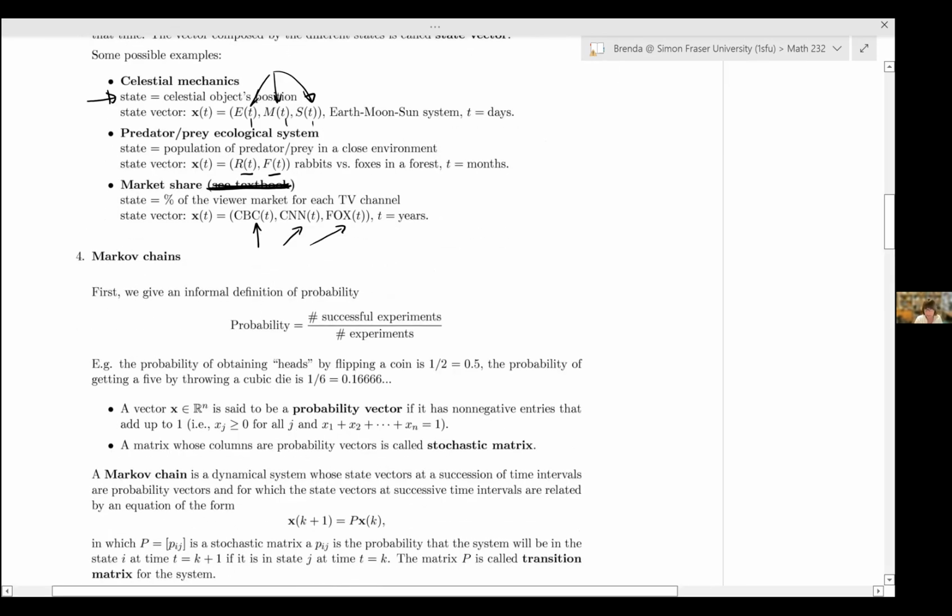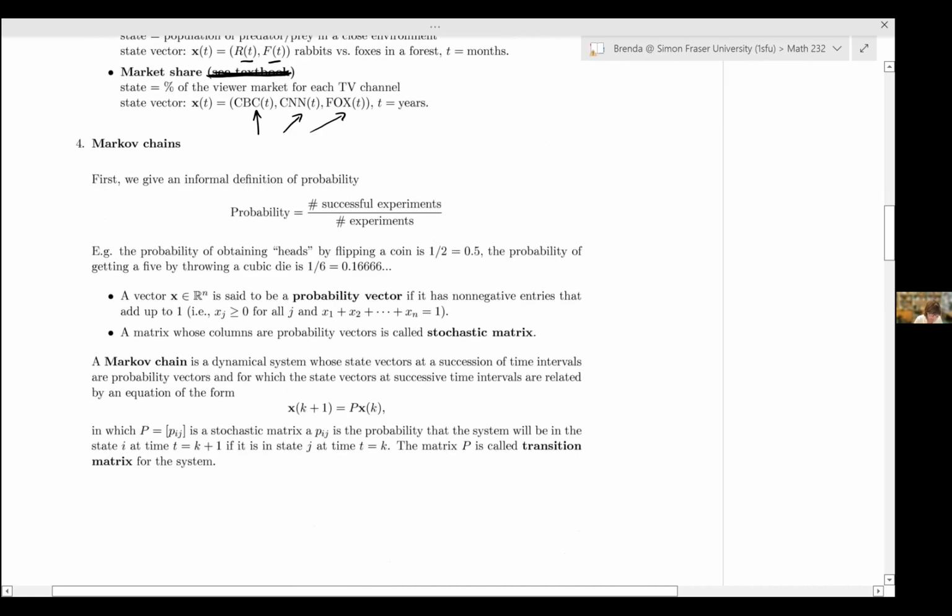So what we're going to do is capture that information in a vector, and then see how to capture in a matrix how these things change over time, and then predict what the predator-prey situation will look like sometime in the future, or what the viewership of your TV channels will look like. In order to do this, we need to get a few other things, which I think you already know.